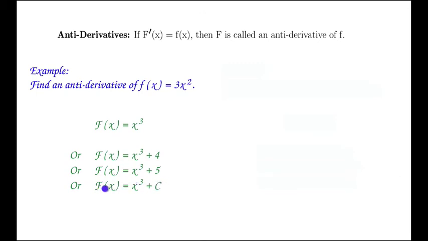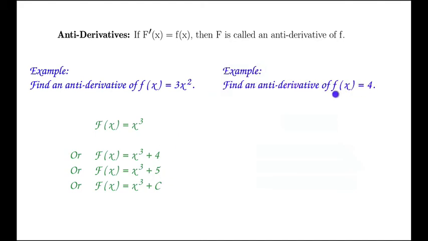This is called the general antiderivative, and it can be shown that every antiderivative of this function is of this form, x cubed plus some constant. That is, any function whose derivative is 3x squared has to be x cubed plus some constant. Let's look at another example.